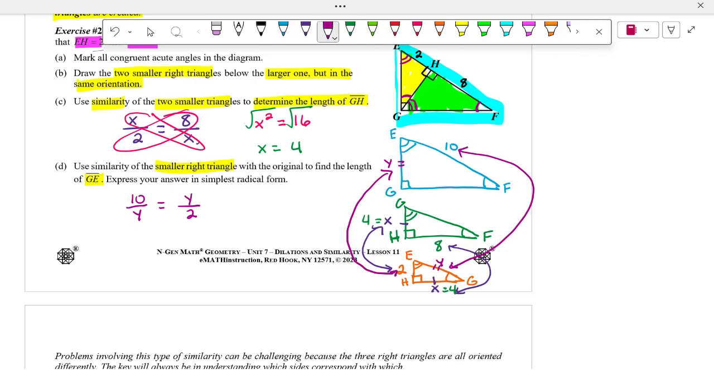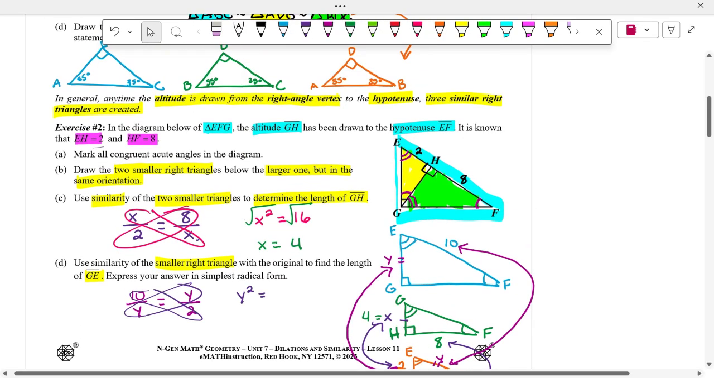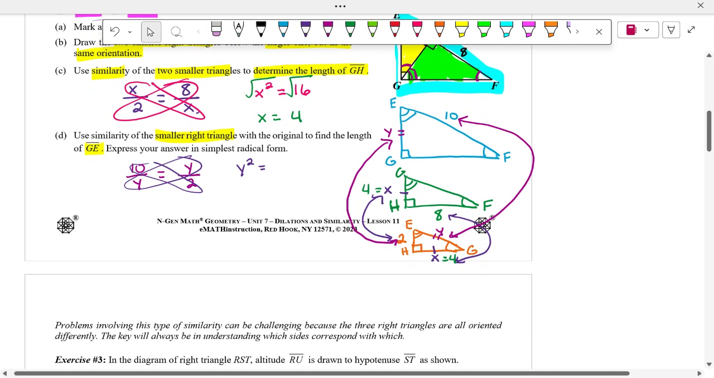And we're going to solve pretty much the exact same way. We're going to cross multiply. Y times Y is Y squared. The 2 is from the original problem. They gave it to us already. So the 2 that we originally started with still remains. All right. What's 10 times 2?